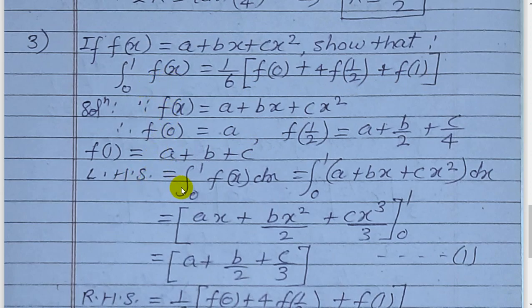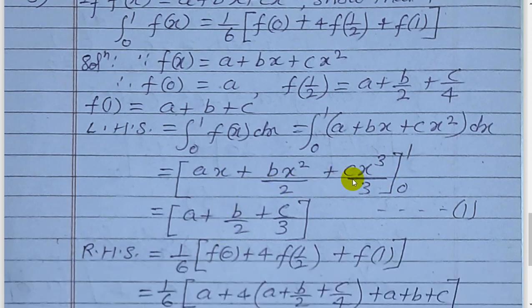Now LHS of the question is integral 0 to 1 f of x into dx. It is equal to integral 0 to 1 a plus bx plus cx square into dx, because it is the value of fx, you can check from here. Now integrate each term with respect to x. Therefore integral of a into dx becomes ax, integral of bx is bx square upon 2, and integral of cx square is cx cube upon 3, with limit 0 to 1 for all.